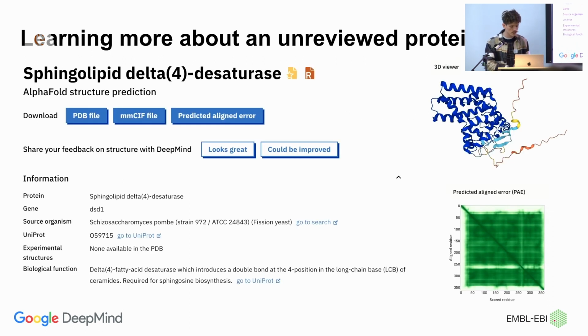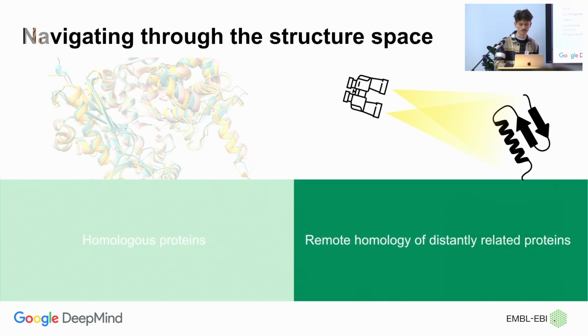And conveniently, when you read the biological function, it's a delta fatty acid desaturase, whatever that means. I'm not an expert in this particular protein. But the point is, very quickly, I just learned about my protein, which was just bare before, and there was no information on it. So this is just something I wanted to highlight.